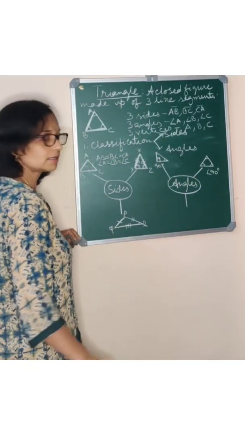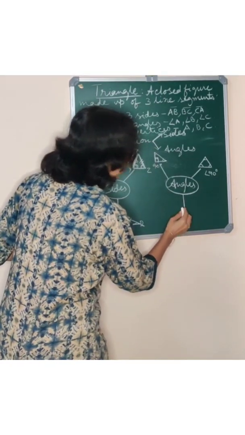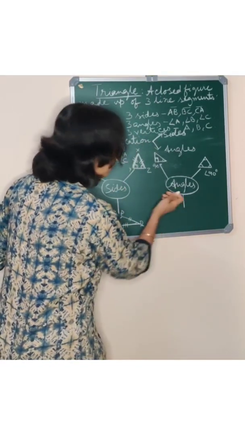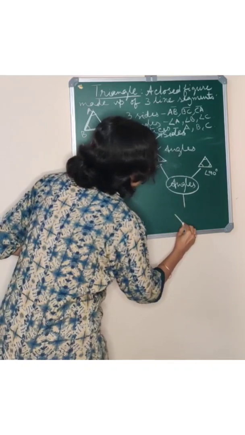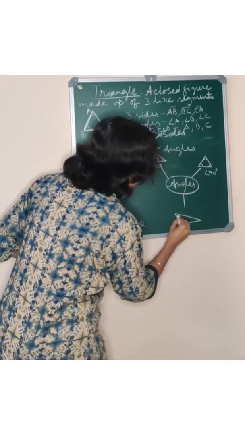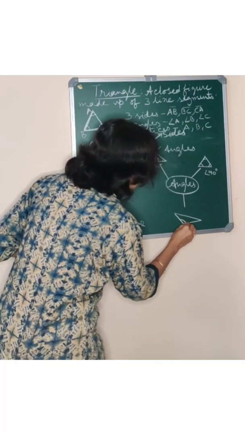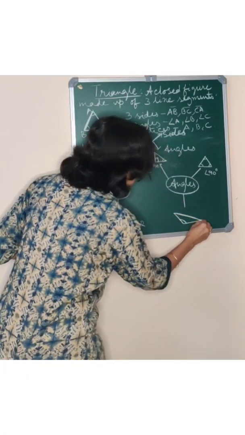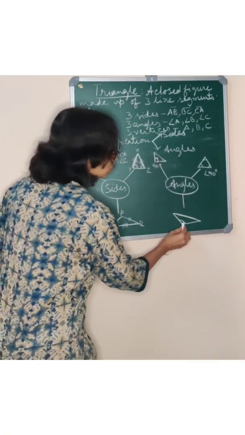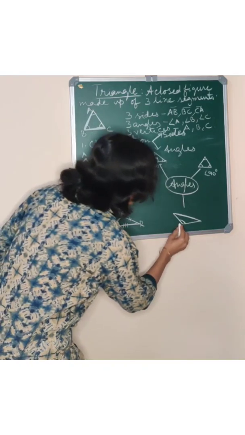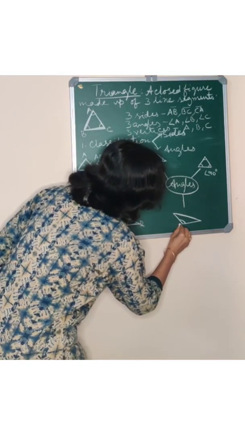Now what is the third type of triangle based on angles? That is your obtuse angle triangle. One angle has to be more than 90 degrees. So this angle is more than 90 degrees.